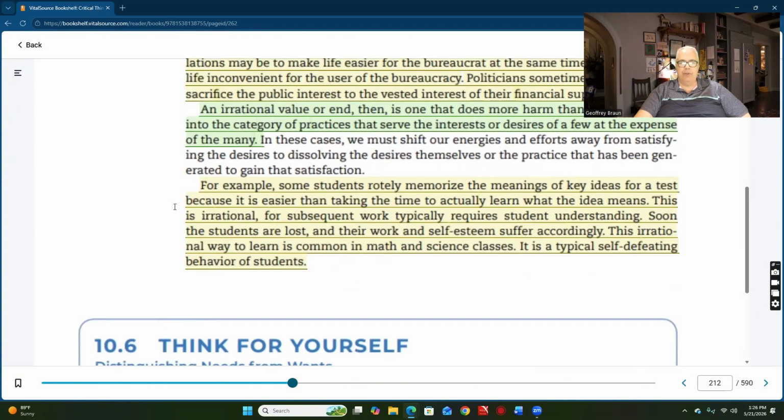For example, some students rotely, right? To learn by rote is just memorizing, right? Rotely memorize the meanings of key ideas for a test because it's easier than taking the time to actually learn what the idea means. This is irrational, for subsequent work typically requires student understanding. Soon the students are lost and their work and self-esteem suffer accordingly. This irrational way to learn is common in math and science classes. Yes, it is a typical self-defeating behavior of students.